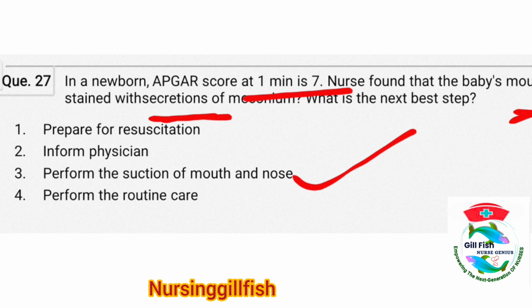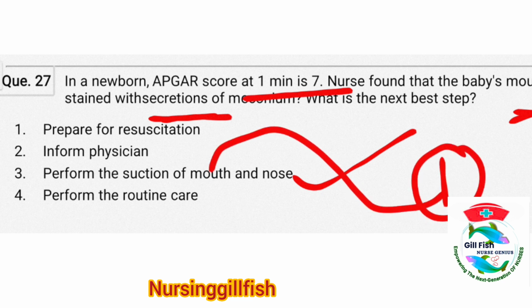Whenever you are going to do the suction, where do you have to do it first? The priority is the mouth only, not the nose. So keep it in your mind. Whenever you give suction to the baby, first you have to do the mouth, because the secretion from the nose comes to the mouth only. If you do the nose first, the secretion will go inside the lungs. That is why you have to do the mouth first. Okay, fine. Okay, next question.